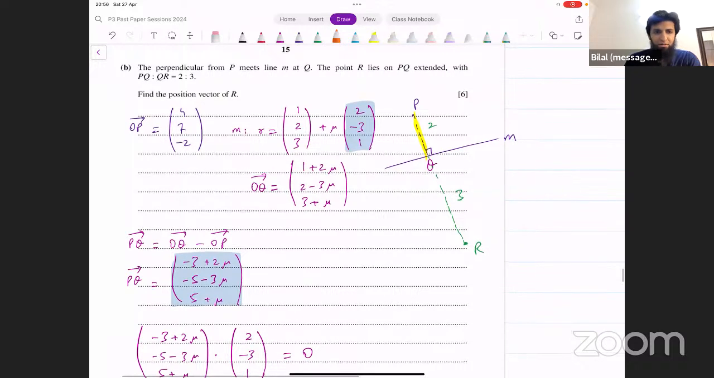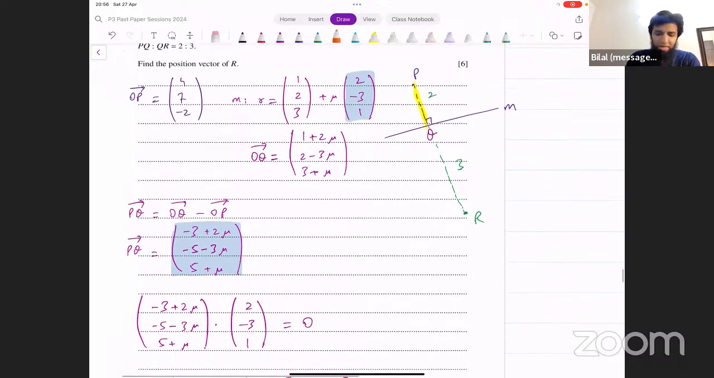Why would we put mu in PQ? If we put mu in PQ, that is going to be used for finding the length of PQ, but we don't need that. We want the position vector of R. What you are saying is that it's used for finding the distance PQ, that we put mu in PQ and then find the modulus, the magnitude of that, to find the distance of P from Q. That's not what we're looking for. We're looking for the position vector of point R. And that's this one.